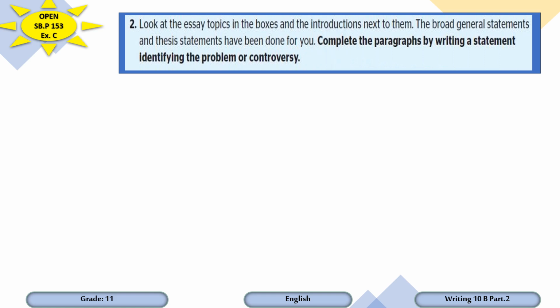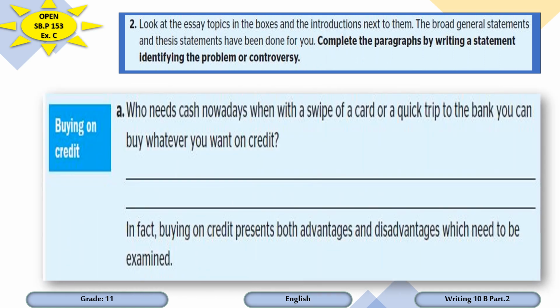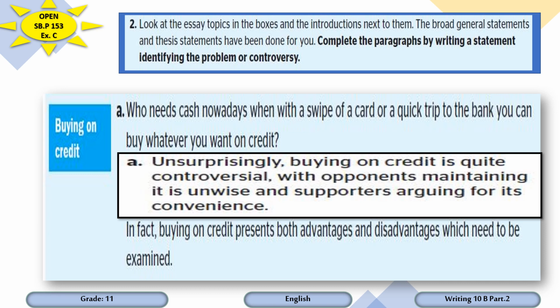Dear students, now let's check the answers of the statement identifying the problem. Letter A. Who needs cash nowadays when with a swipe of a card or a quick trip to the bank, you can buy whatever you want on credit? So the suggested statement identifying the problem is, unsurprisingly, buying on credit is quite controversial, with opponents maintaining it is unwise and supporters arguing for its convenience.